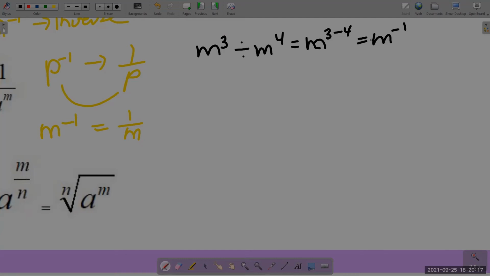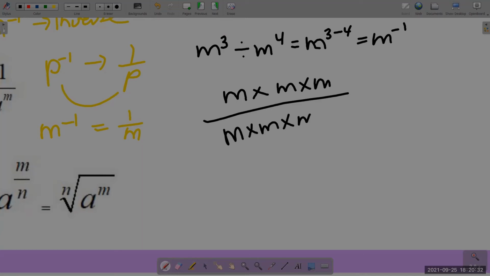But look at it if we do it the long way. M to the 3rd power, how many M's is that? 3, right? M times M times M. We are dividing it by M to the 4th power. That means how many M's on the bottom? 4. 1, 2, 3, 4. So before I continue, does everybody understand how this is the same thing as this? That's the first question.